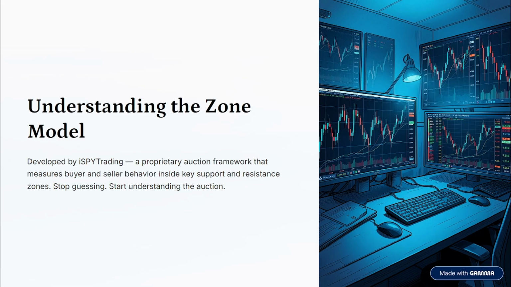This model was developed by iSpy Trading. It's a proprietary auction framework that measures buyer and seller behavior inside key support and resistance zones. And by learning and understanding the different types of auction features, you can stop guessing what is likely to happen next.